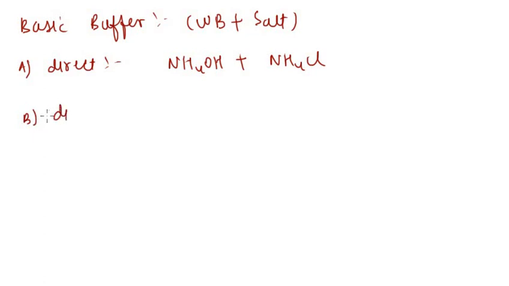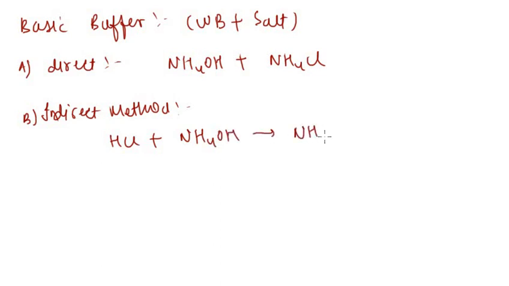B, it is the indirect method. In the indirect method, HCl is reacting with NH4OH and it is forming NH4Cl plus H2O. HCl is the limiting reagent, so NH4OH is now the excess reagent. Some amount of NH4OH is left and some amount of NH4Cl is formed.